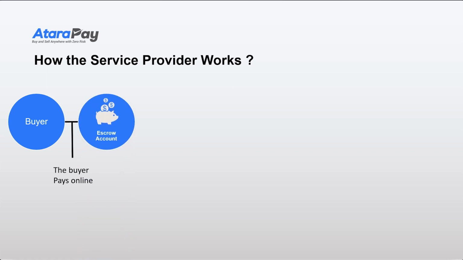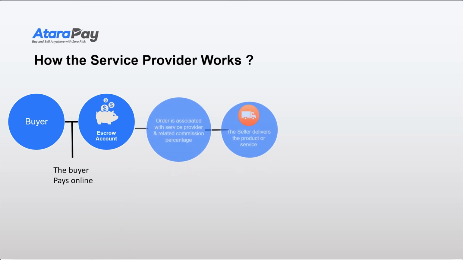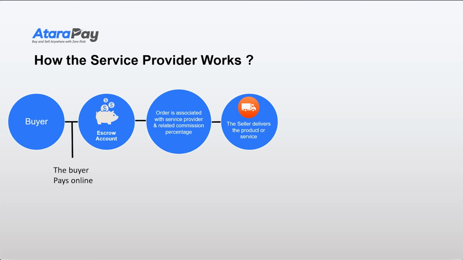So I'll go ahead to explain the workflow when using Atarapay. With Atarapay, a customer goes to a website and makes a purchase for a product. Once the purchase is made, the funds are kept in escrow. And then the seller can use the API, as we will see in the series, to update the order with information such as the service provider details as well as related commission percentages as agreed with the service provider.